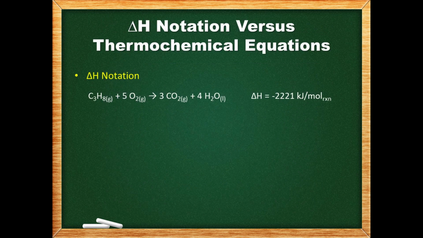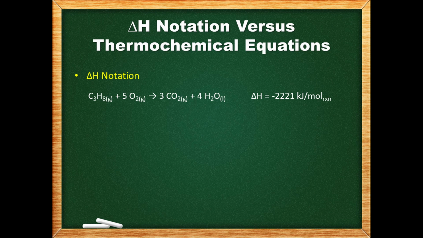There are two ways we can express the enthalpy change associated with an equation. One is known as delta H notation, which we saw earlier. This notation requires that the enthalpy change is specified with the equation, but written separately following a delta H symbol to the right of the equation. Note that the value is negative, so this is an exothermic reaction. This makes sense seeing as it is a combustion reaction.